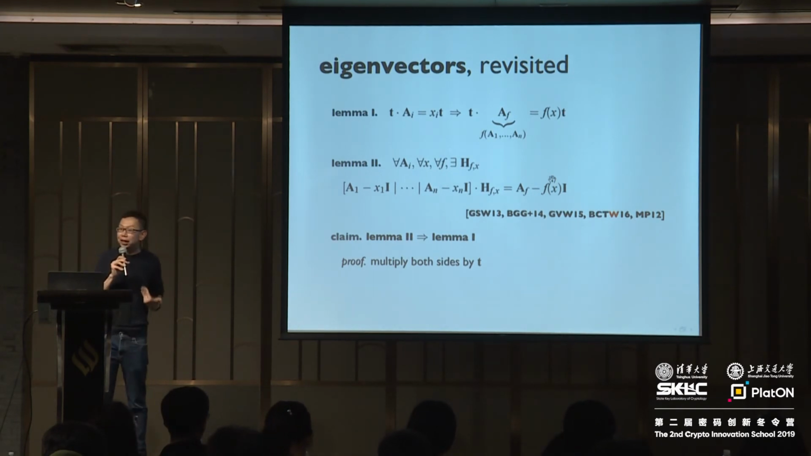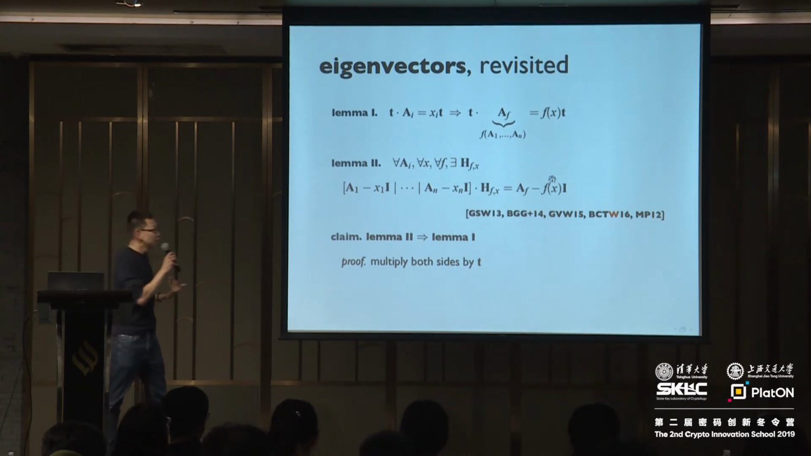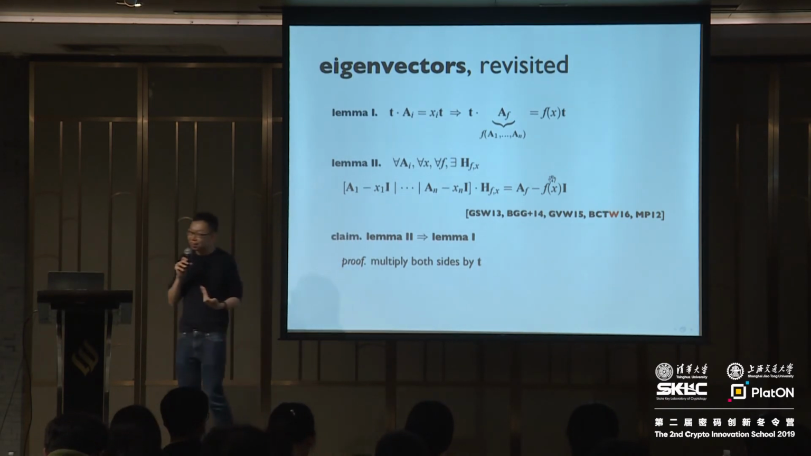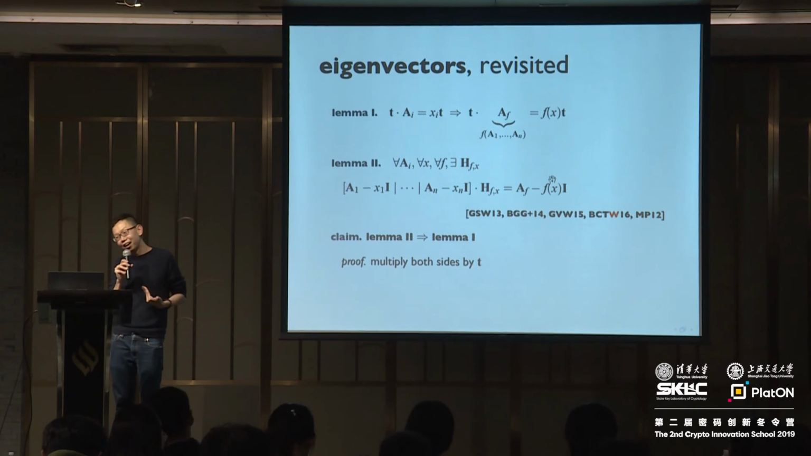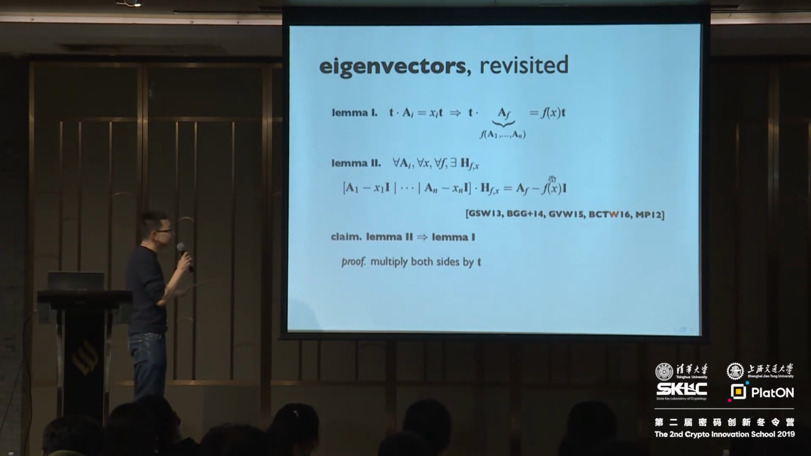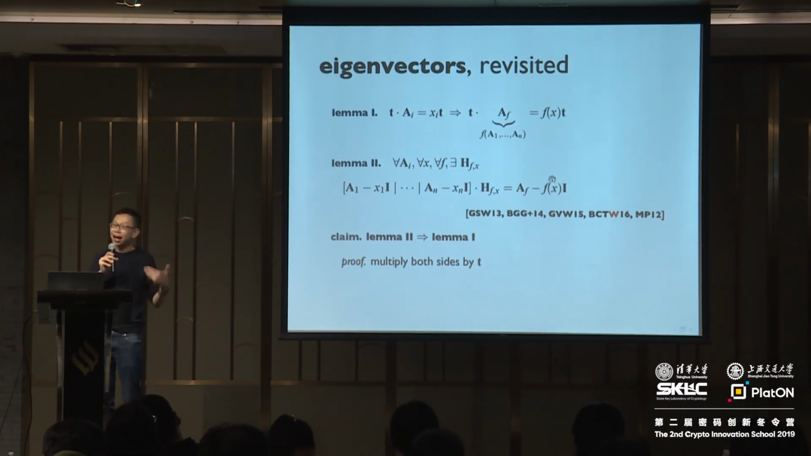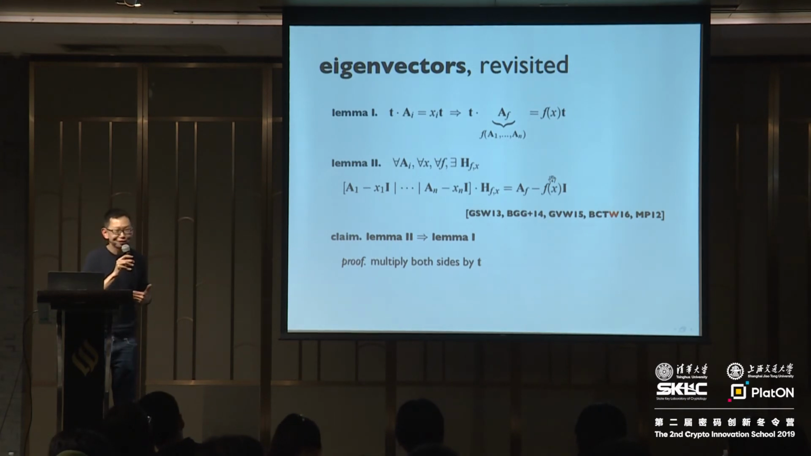So what happens when I multiply t to the left-hand side of lemma 2? t times this quantity is going to be 0, just because t times A_i is x_i times t. So t times the left-hand side is going to be 0, which means that t times the right-hand side is equal to 0. And t times the right-hand side equals 0 is exactly t times A_f equals f of x times t. Any questions?